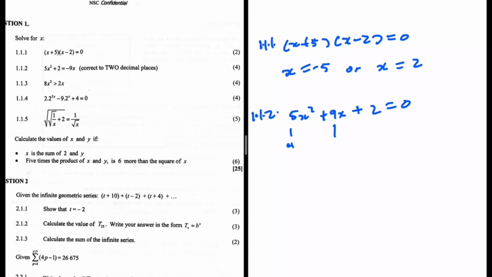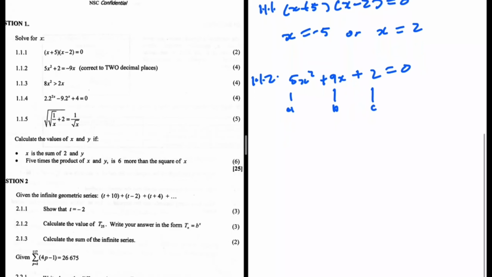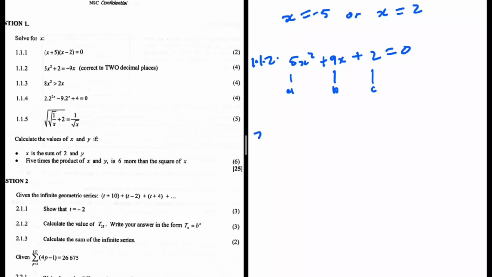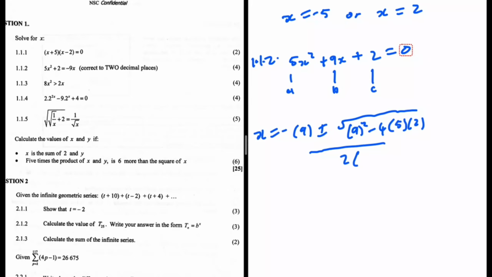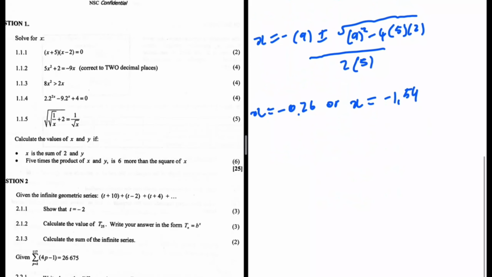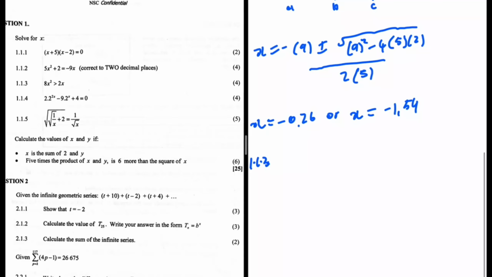We have the value of a, the value of b, and the value of c. So we can go ahead and use the quadratic formula. That is to say, x is equal to minus b, which is 9, plus or minus the square root of b squared. So b squared will be 9 squared minus 4, a is 5, c is 2, everything divided by 2a, of which a is 5. So x is equal to minus 0.26, or x is equal to minus 1.54. That is 1.1.2.